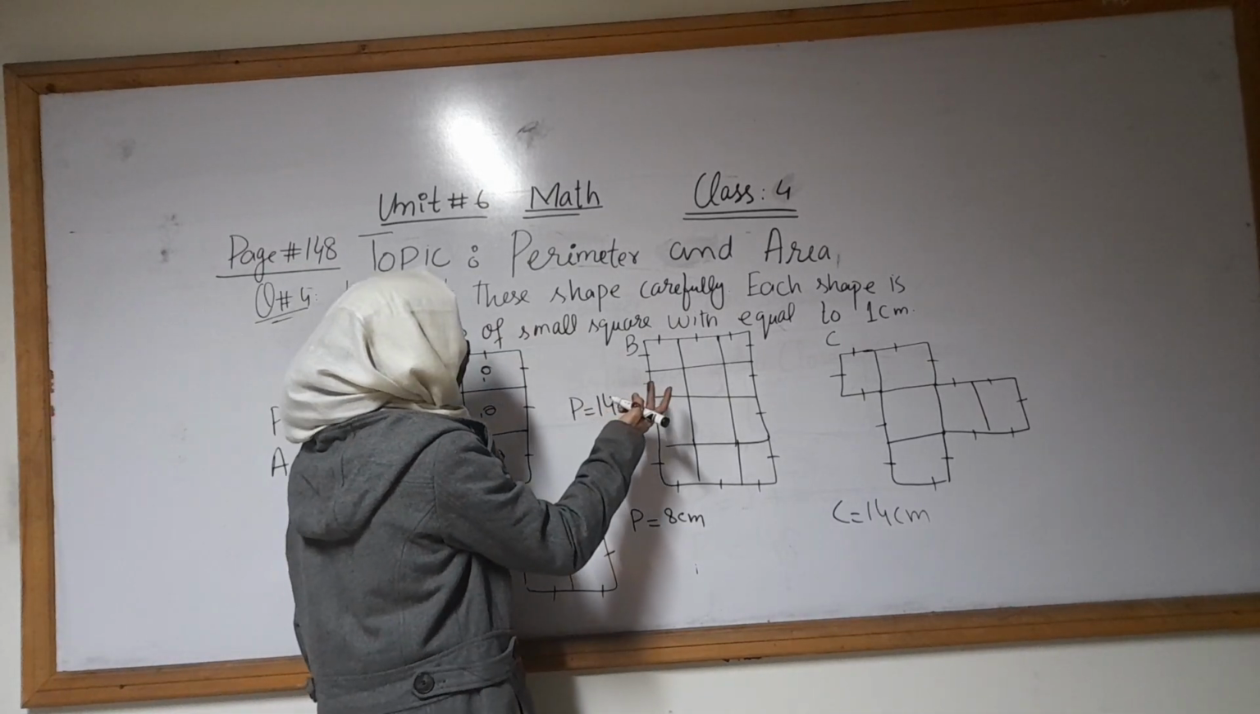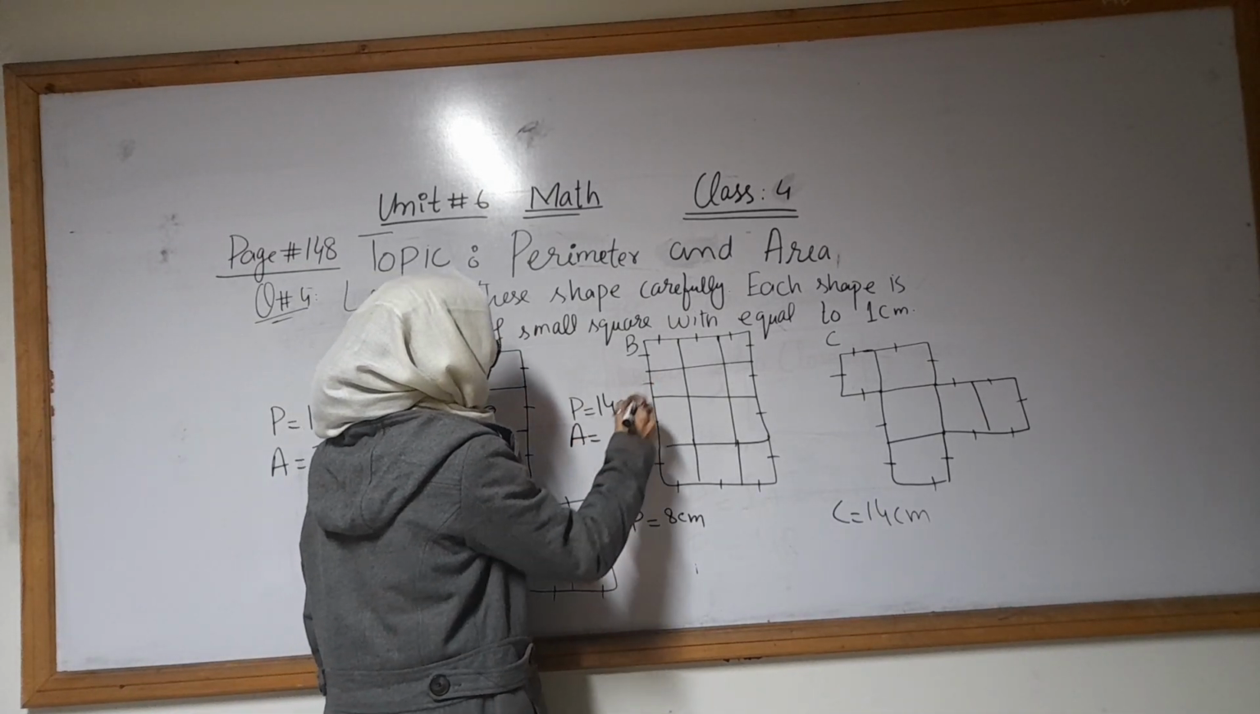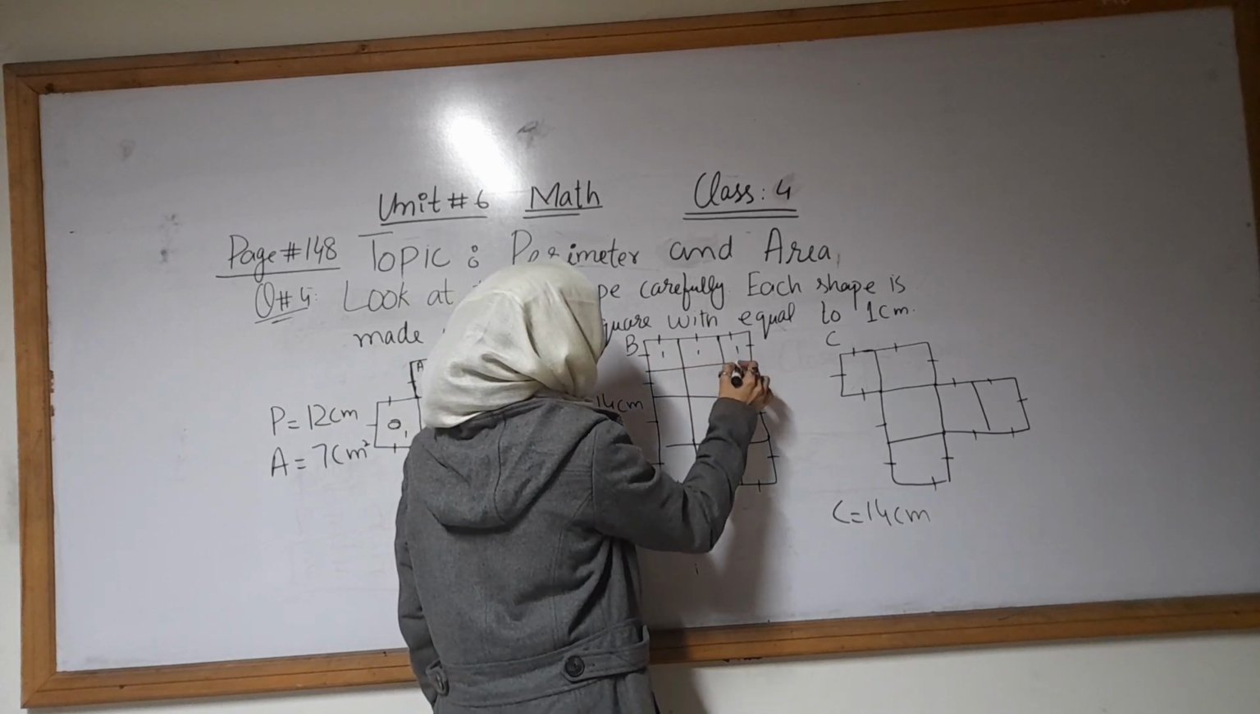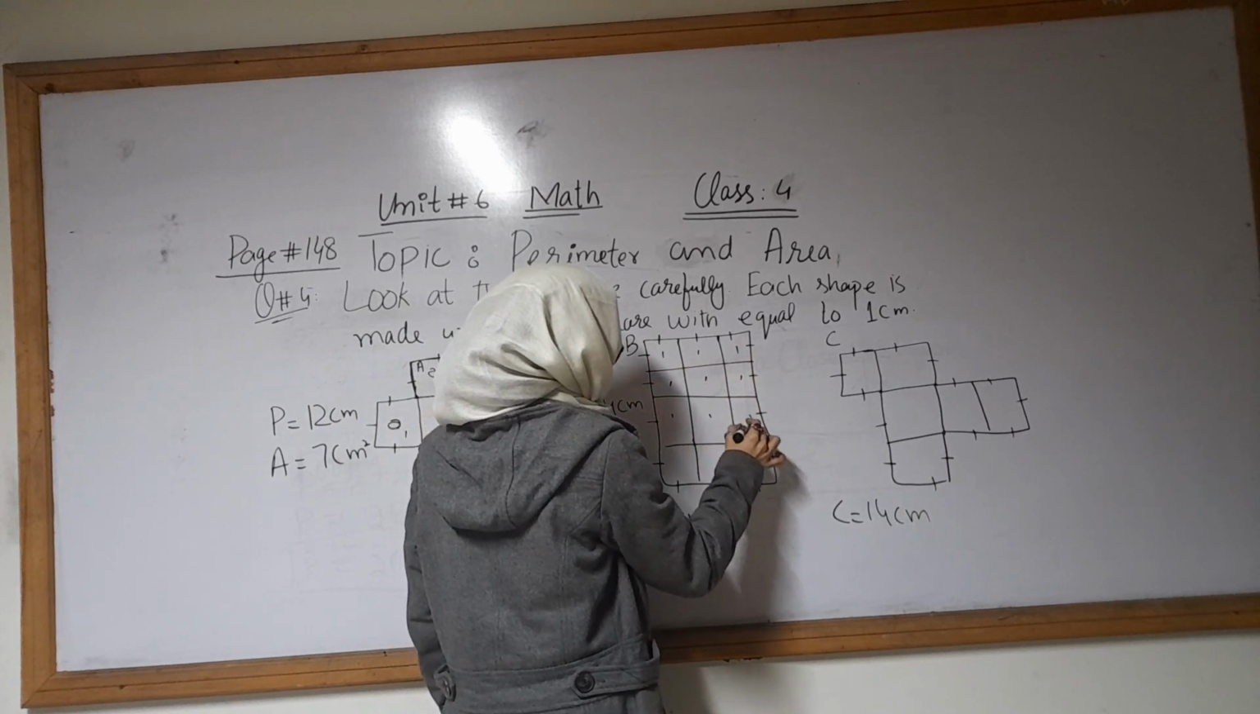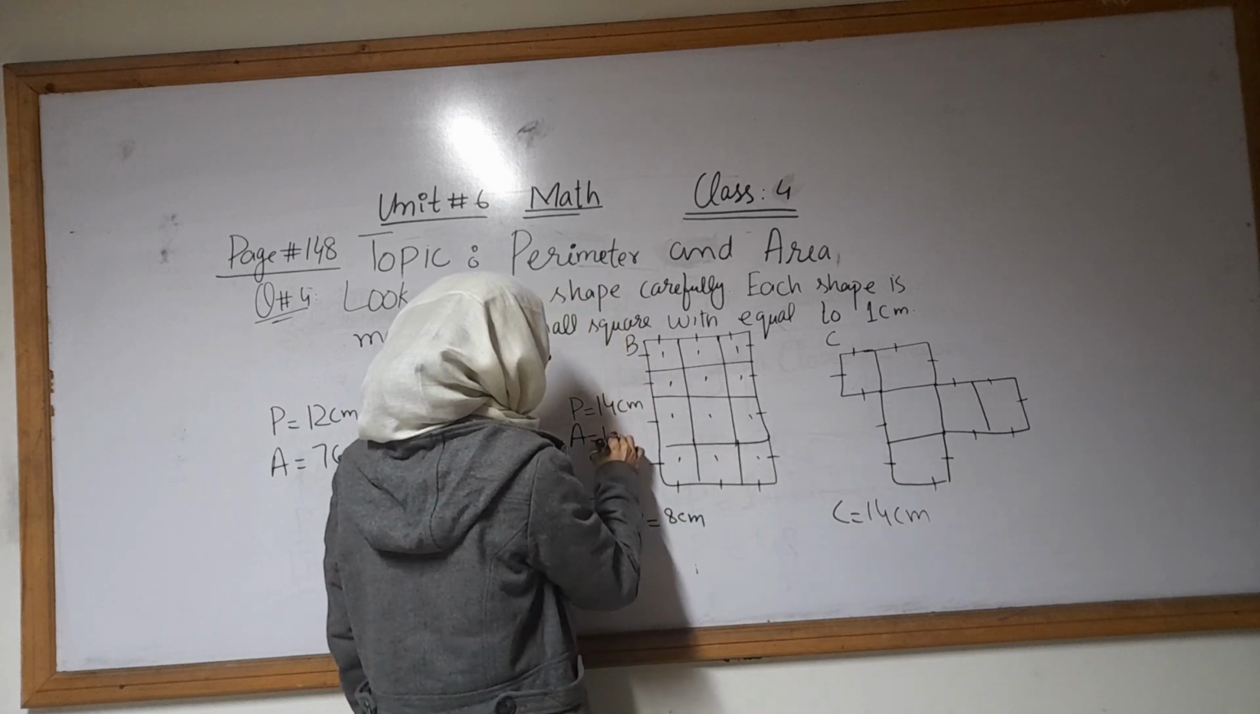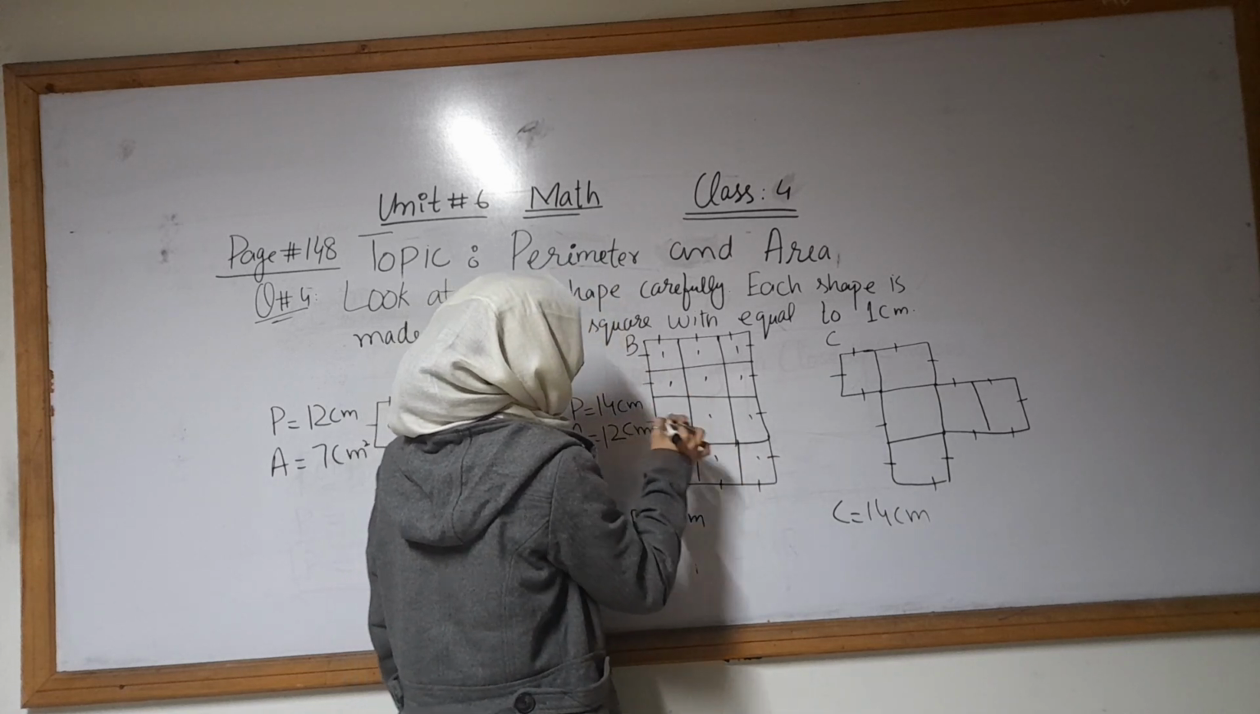Now in B shape, what is the area of this? 1, 2, 3, 4, 5, 6, 7, 8, 9, 10, 11 and 12. So the area of this is 12 centimeter square.